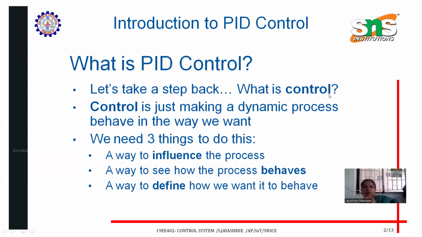Okay. For example, in a heater, if you take a room heater, if I want the temperature to be 29 degrees Celsius, I have to measure what the present temperature is. Then I have to specify what temperature I want. Then how to increase the temperature. That is the thing. Okay, those are the three points we have to look into.